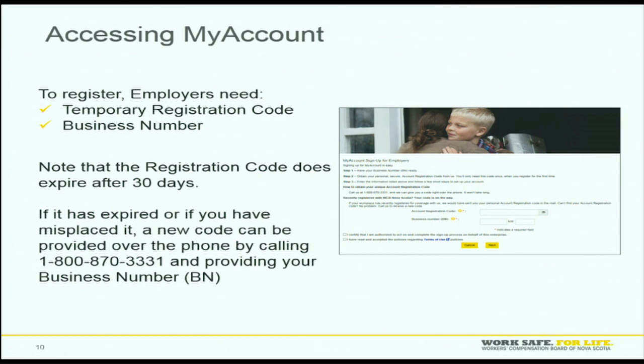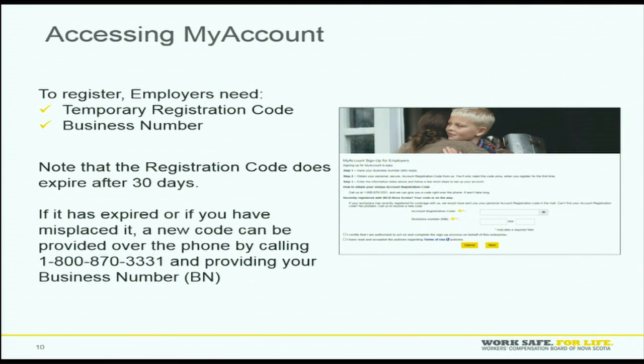Now, when you land on this page, after our new system goes live, to register, you need two pieces of information. You're going to need your temporary registration code and your business number. Now, if you're watching this and you're thinking, I don't know what a temporary registration code is, that doesn't seem familiar to you, we send out the temporary registration code when you initially sign up for WCB coverage.